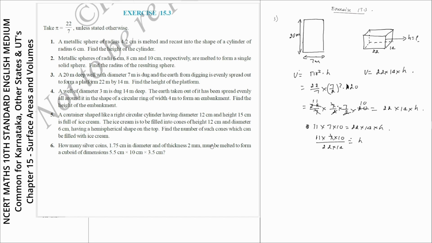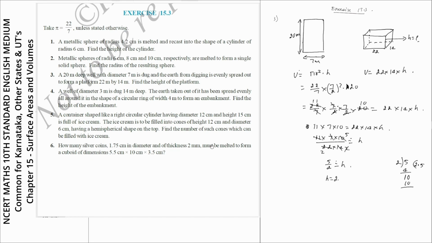Now 7 ones are 7, 7 twos are 14. 11 ones are 11, 11 twos are 22. 2 ones are 2, 2 fives are 10. Now 5 by 2 is equal to h. Half of 5 is 2.5. 2 twos are 4, 1 is left, put 0, keep a point here, 2 fives are 10.